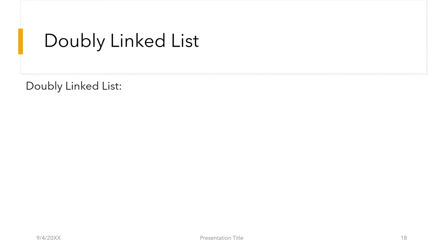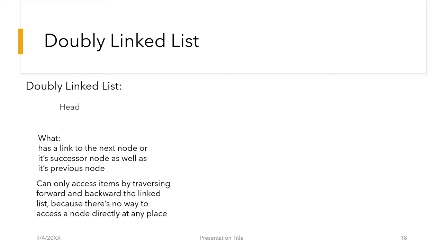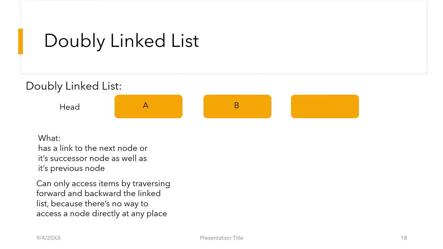For doubly linked lists, unlike singly linked lists which only have access to their next node, a doubly linked list, or DLL for short, has access to both its previous and next nodes. This allows for easier traversal back and forth, for us to delete or add an item much easier than in a singly linked list.